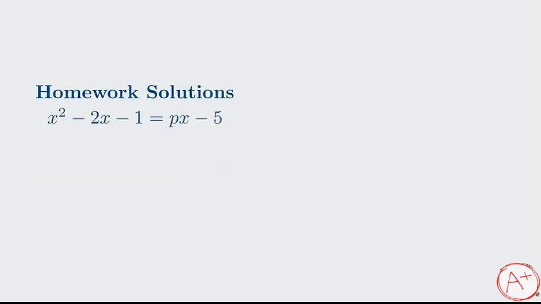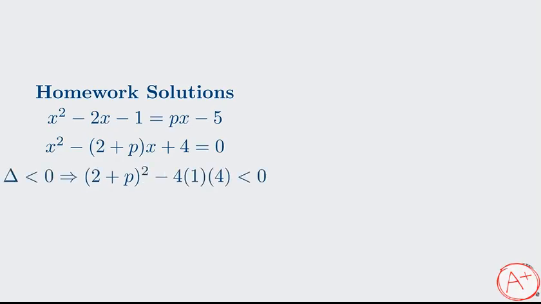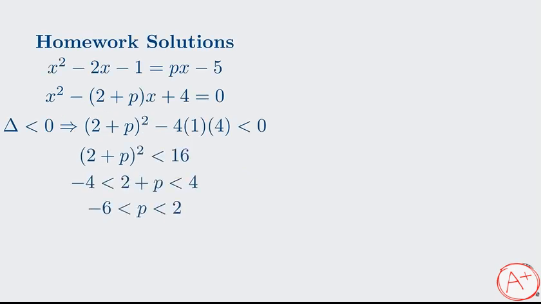For the hard question, we set the equations equal to each other to find intersection points. Rearranging to equals 0 gives us a quadratic where the x coefficient is -2 minus p. Does not intersect means the discriminant is less than 0. Solving the inequality for p gives the range between -6 and 2.